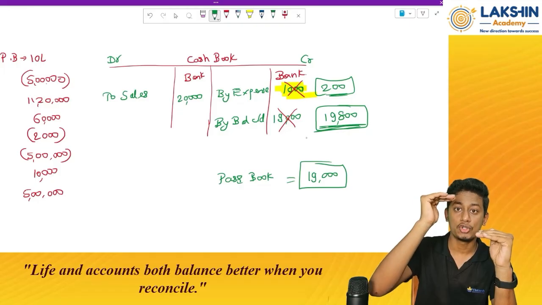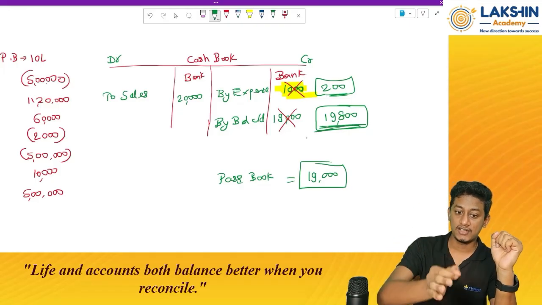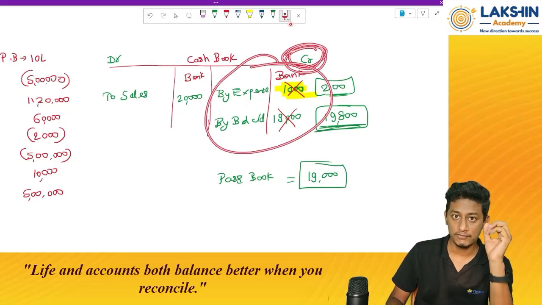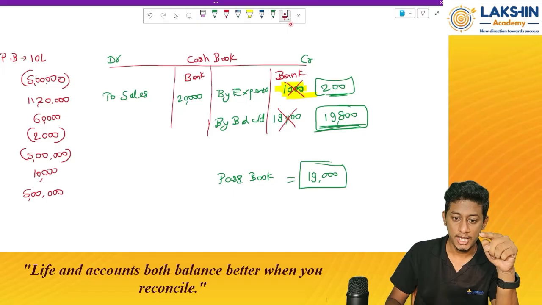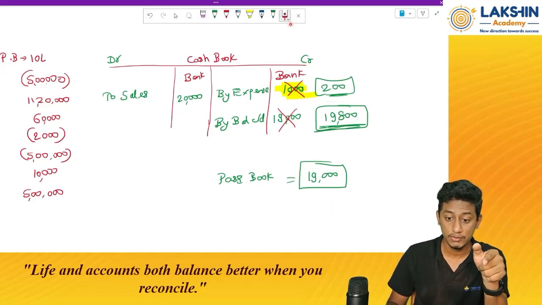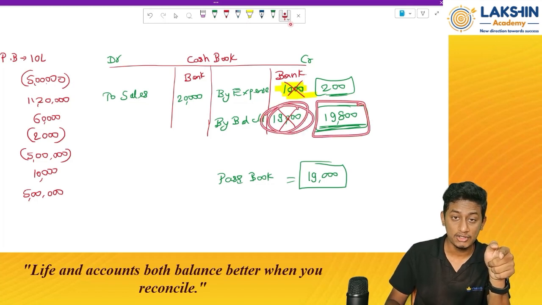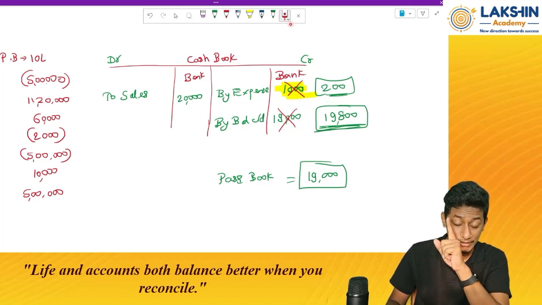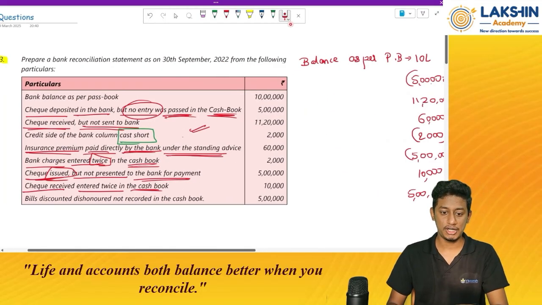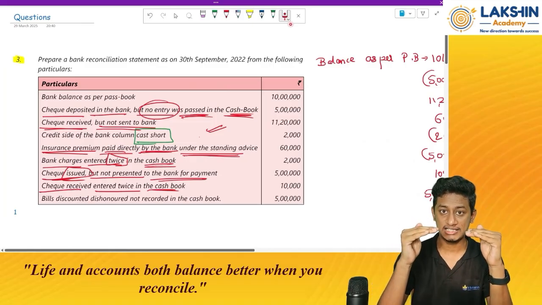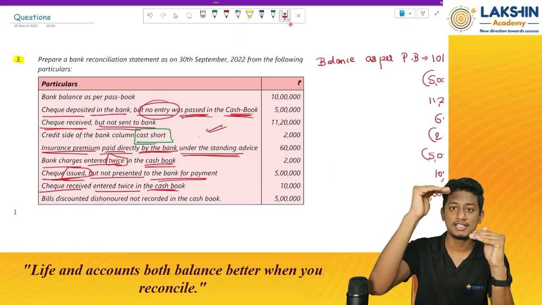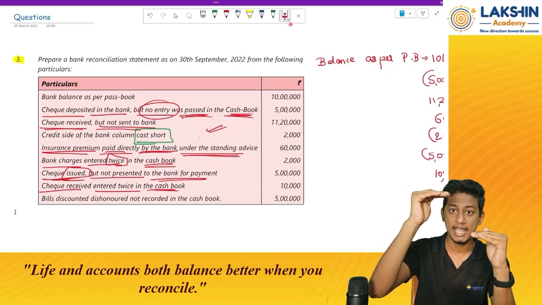So whenever there is an undercasting of the credit side of the bank column in the cash book, the balance will be more than the actuals. It is 19,800 instead of 19,000. The balance is showing as 19,800, which is completely wrong. Right? So to make it equal, what should I do? Because of the undercasting error on the credit side of the bank column, my cash book balance is more than the actuals.